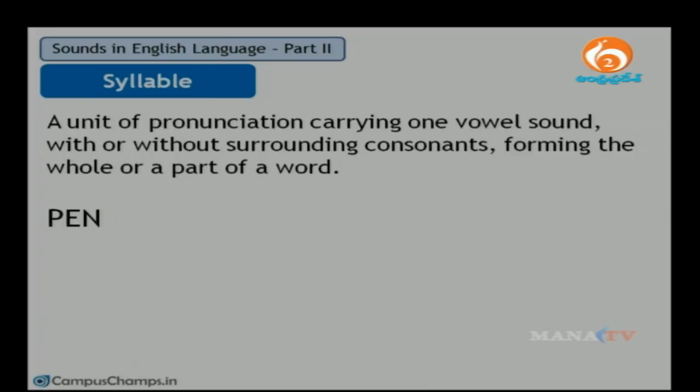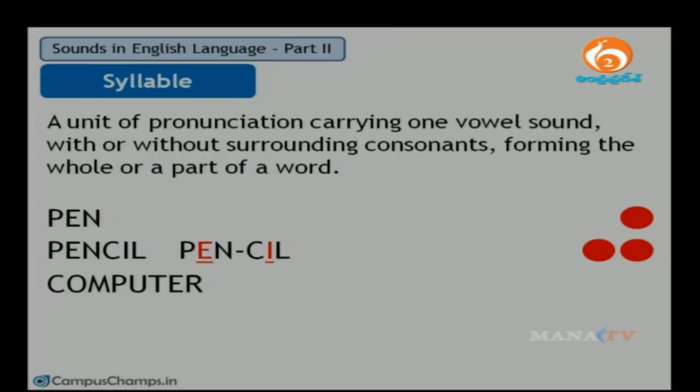Today, we are going to introduce syllable and syllable stress. A syllable is a unit of pronunciation carrying one vowel sound, with or without surrounding consonants, forming the whole or part of a word. That is what syllable is all about. Let me give you the example. I have the word pen, it's just one strike, pen. When I use the word pencil, there are two strikes or two beats, pencil.